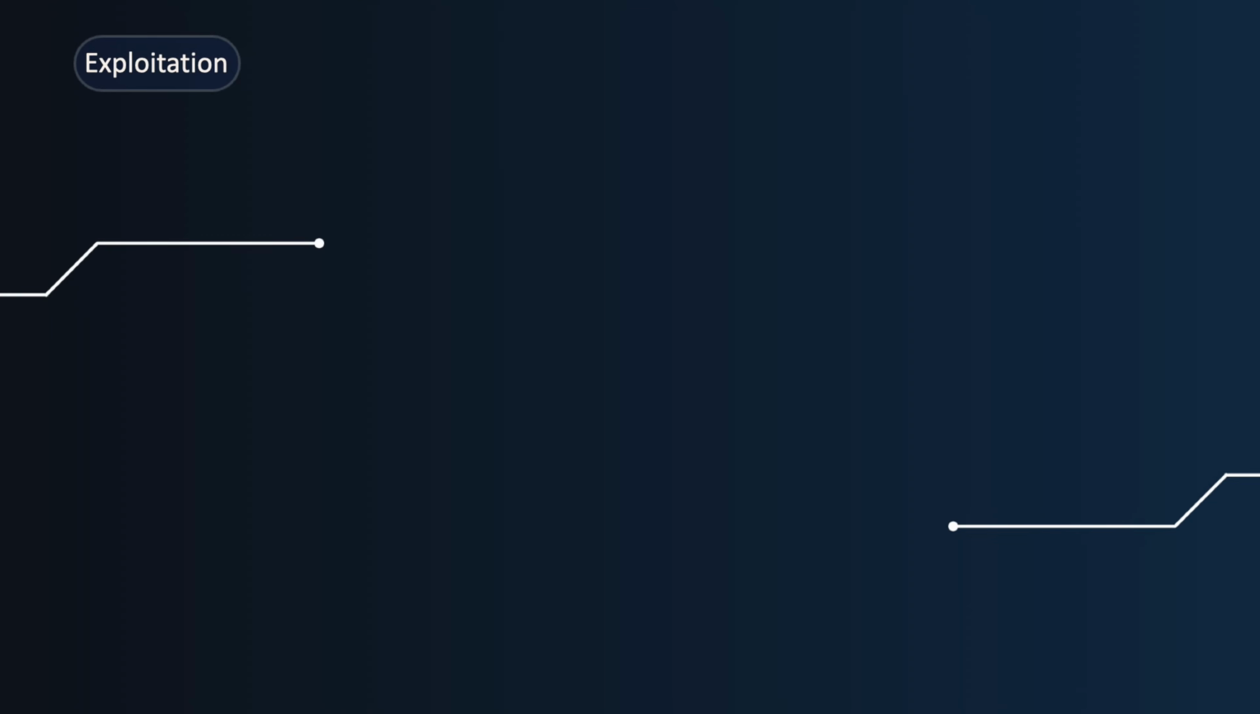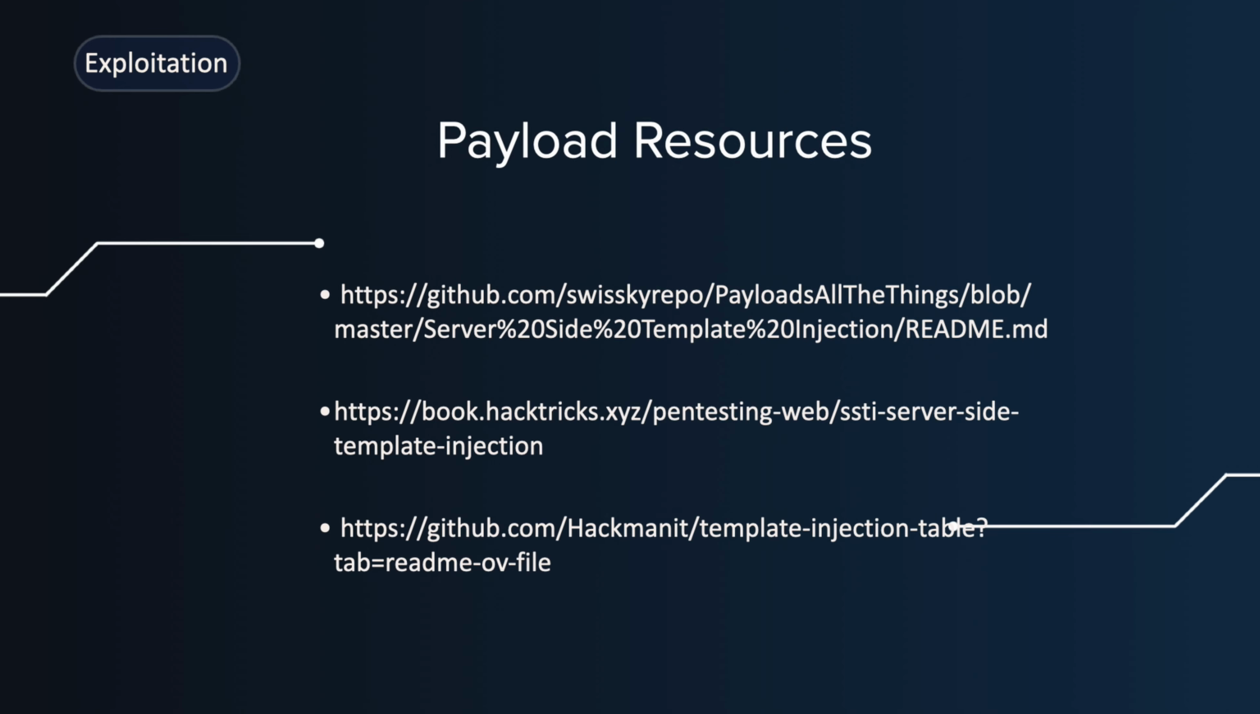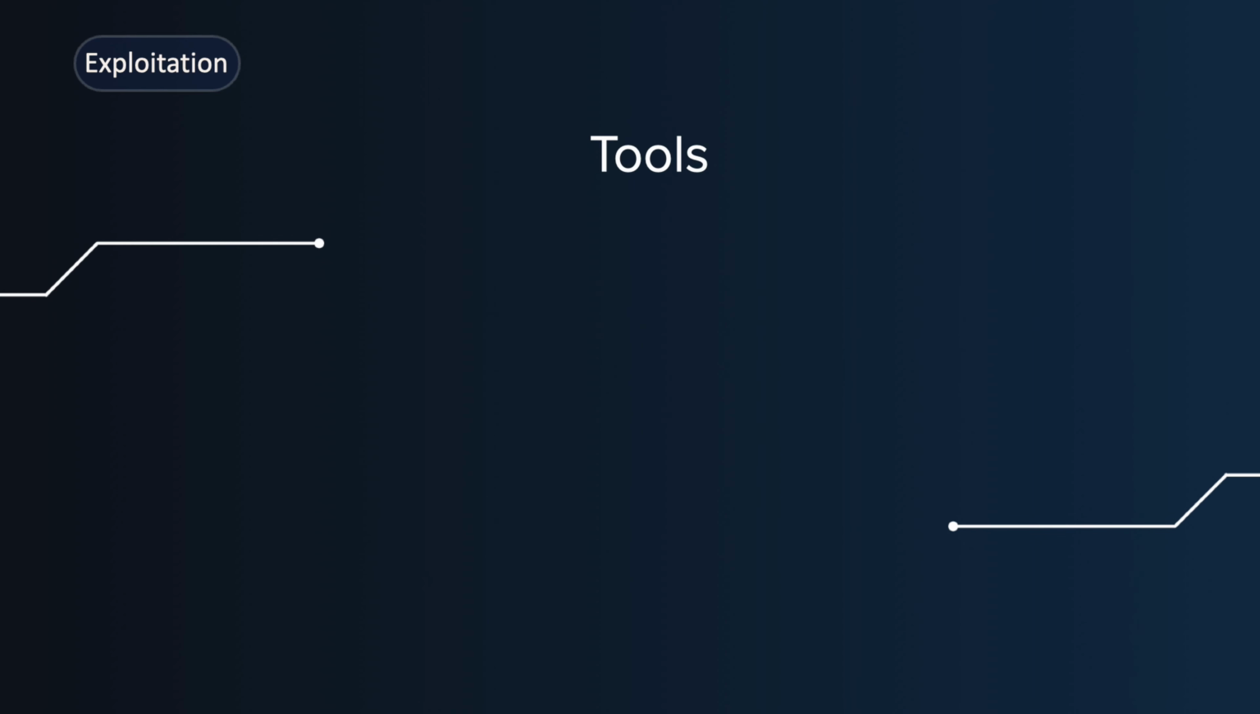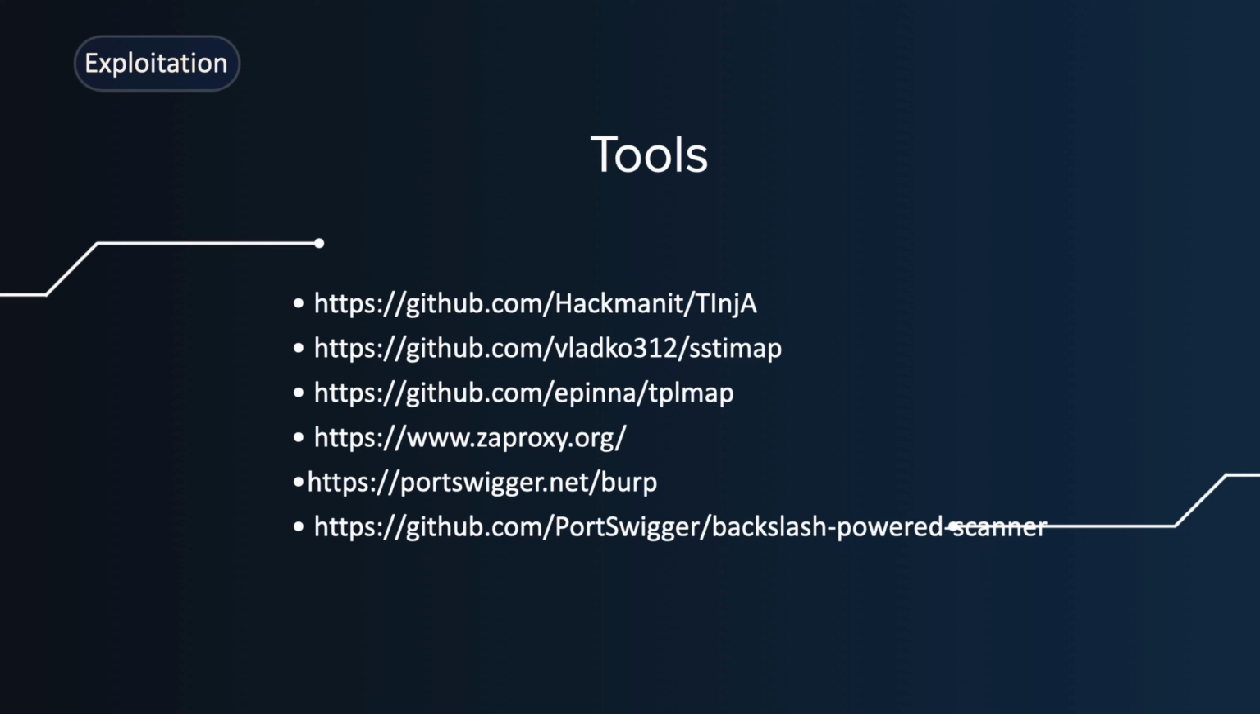Apart from Payloads All the Things, there are also a bunch of other resources that are very helpful for server-side template injection. I will add a link to all of them in the description. There are also a bunch of tools like Jinja, SSTImap, Tplmap, apart from the regular proxies like Burp and ZAP that you can also use in identifying and exploiting server-side template injections. With that, until this section of the video, we have covered history, identification, and exploitation. Now let's move on to mitigation.